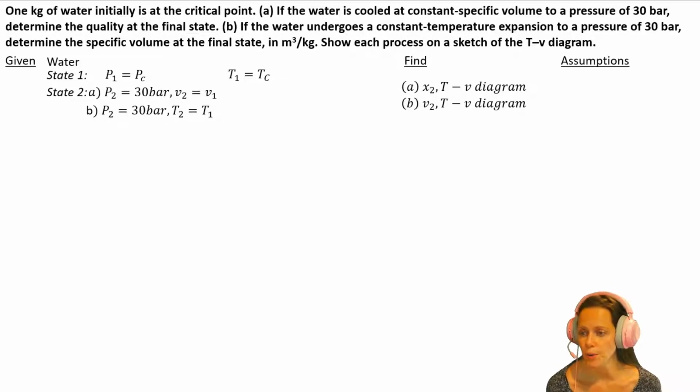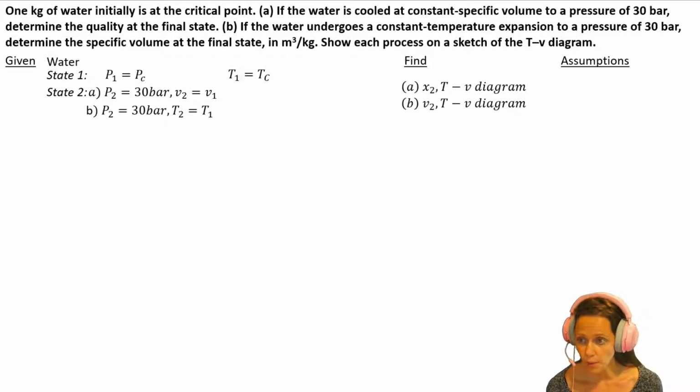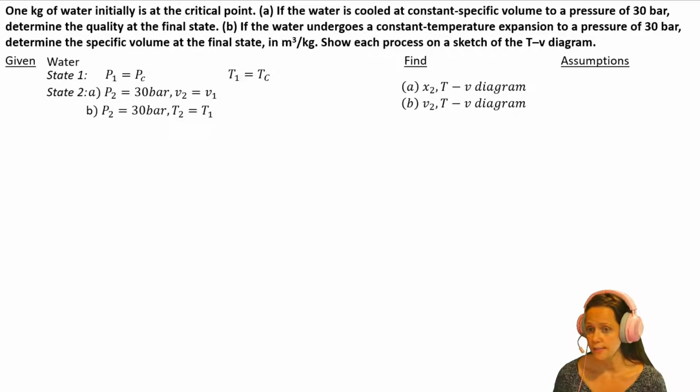All right, so we've got 1 kilogram of water initially at its critical point. If the water is cooled at constant specific volume to a pressure of 30 bar, we want to find the quality at the final state. So that's part A. Part B is we're going to say that we still start out at the same initial state, but we undergo a constant temperature expansion process to a pressure of 30 bar.